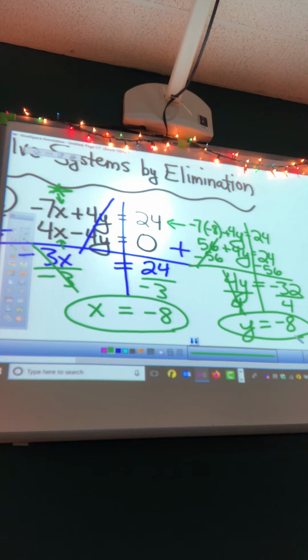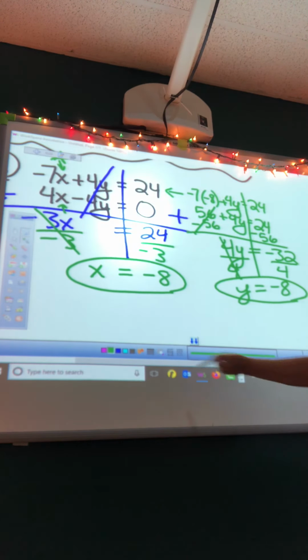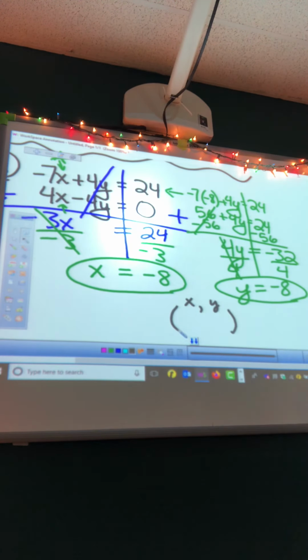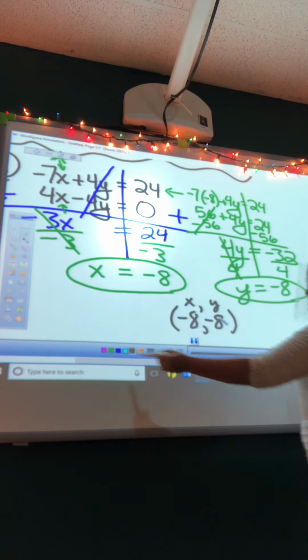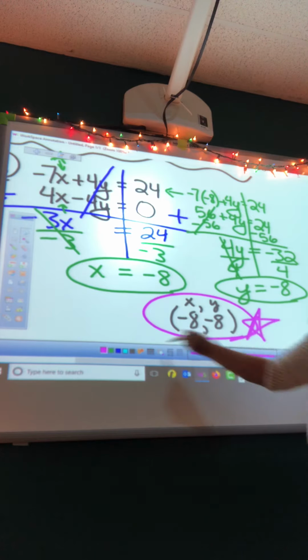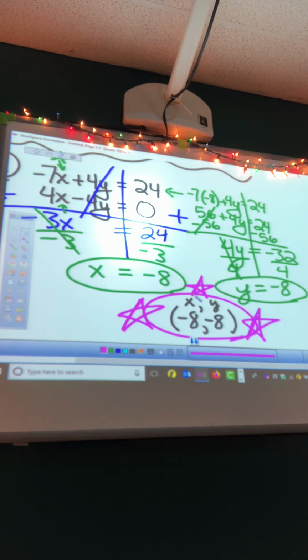We just found our solution. Again, how do we write our solutions? Very good. X comma y. In this case, does it truly matter? Not really, because they're the same answer. Does that happen? Not very often, but sometimes. Sometimes it will. And there's our solution. All right, so we just found a solution of negative 8, negative 8.